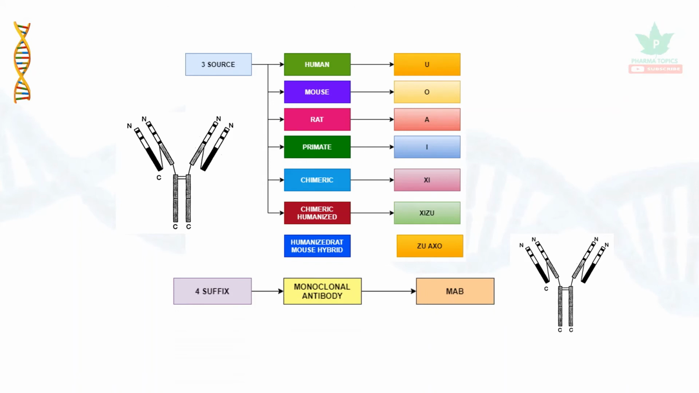These things will be followed by a suffix, that is monoclonal antibody, that is MAB. So there will be a prefix, there will be a target system, there will be a source, followed by a suffix. So this is the nomenclature of the monoclonal antibodies.